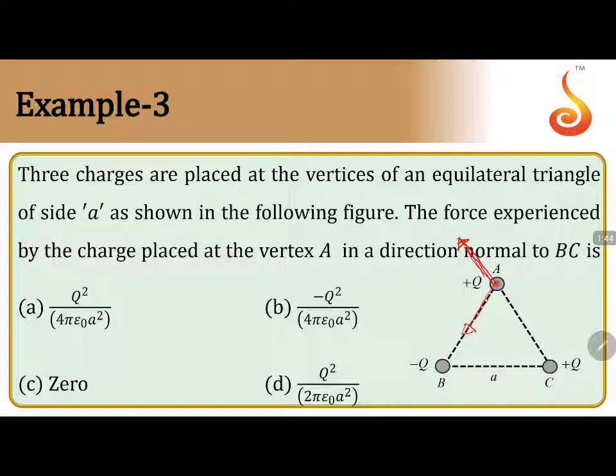So these two forces are equal in magnitude, because the product of the two charges between A and B is same as the product of the charges between A and C. Even the separation between A and B is same as the separation between A and C. So the force magnitudes are same, but directions are different. So this total angle will be 120.